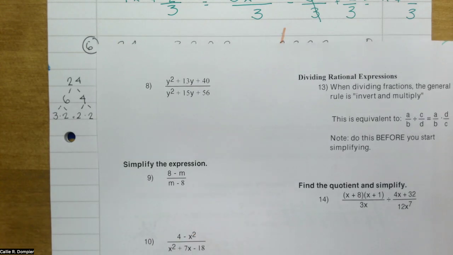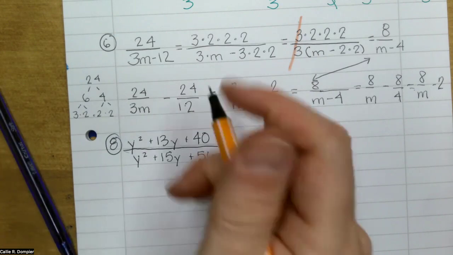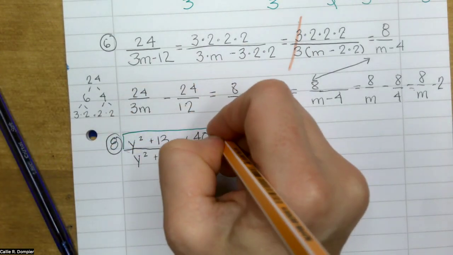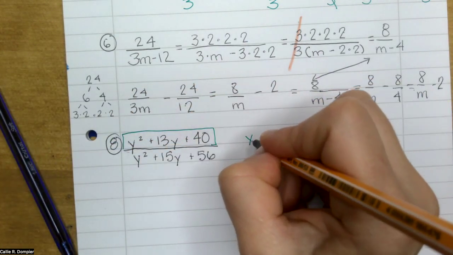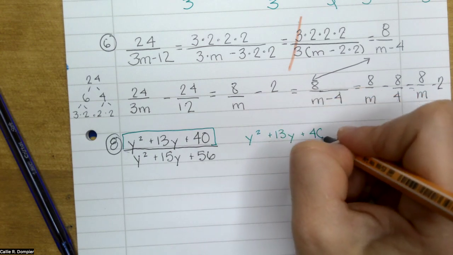All right, number 8 is now a trinomial. We want to take both of those trinomials. I think we're going to be able to factor them into two binomials, and then we will be able to cancel out one of the binomials. All right, so let's just treat the top as something we need to factor. Y squared plus 13y plus 40.